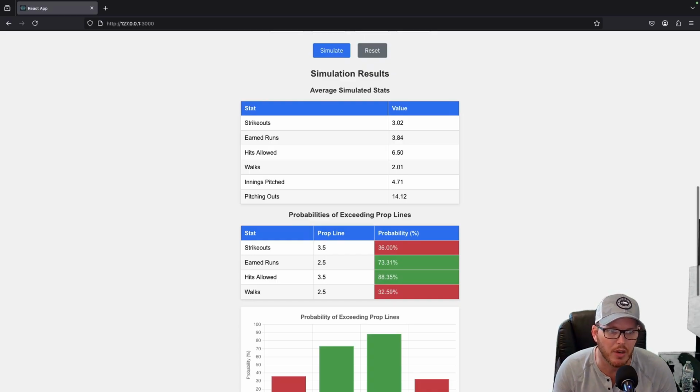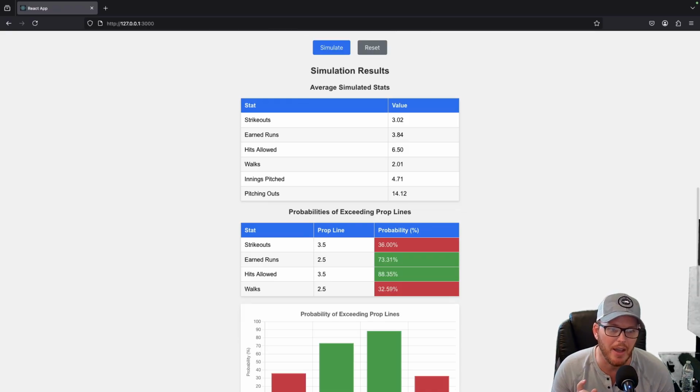But 2.5 earned runs, 73% of the time. 3.5 hits allowed, 88% of the time. So that means in 10,000 times, only 1,200 of those times did he not give up 4 hits allowed. Okay, so we are getting a massive advantage on taking that goblin. We have to consider it.